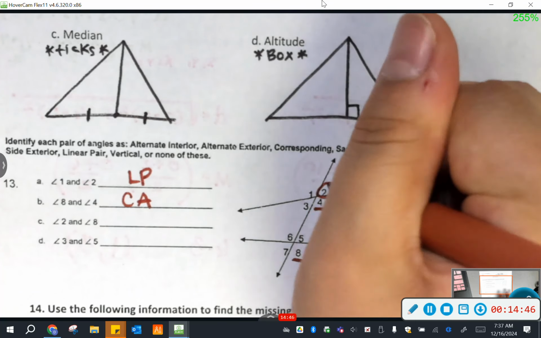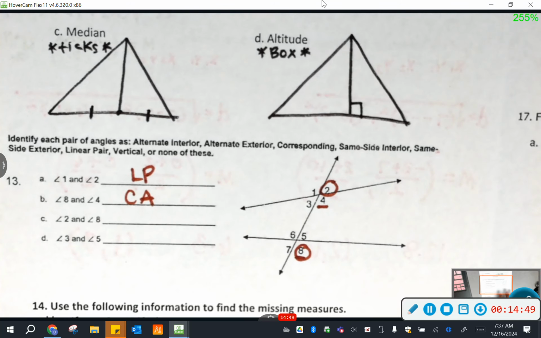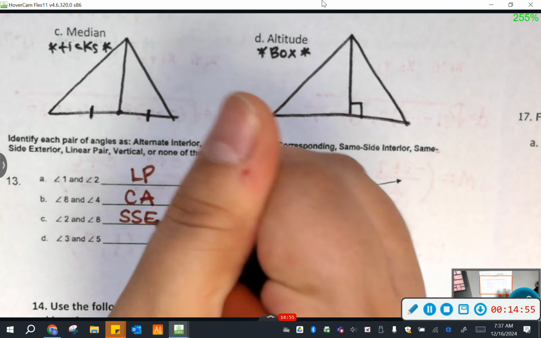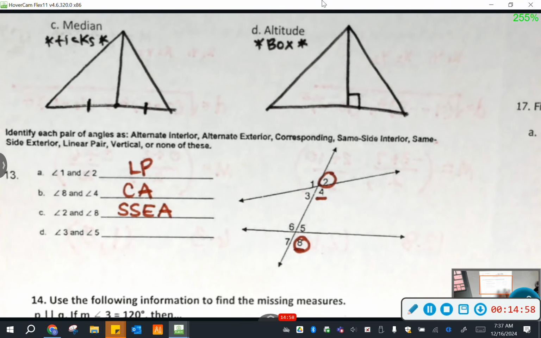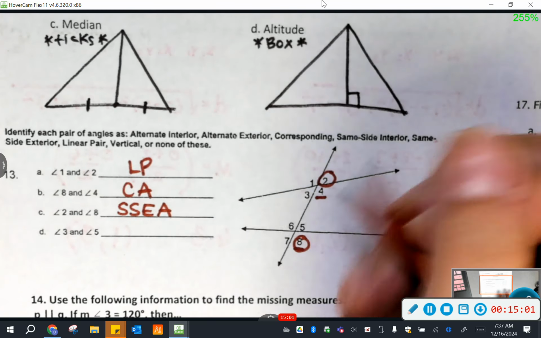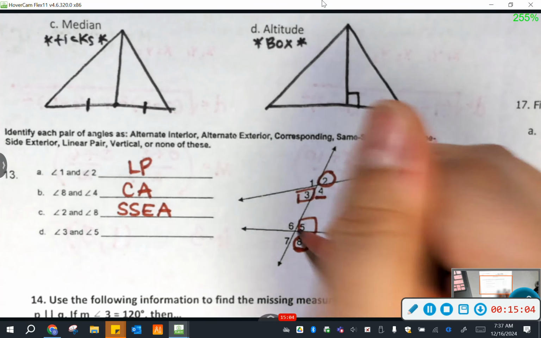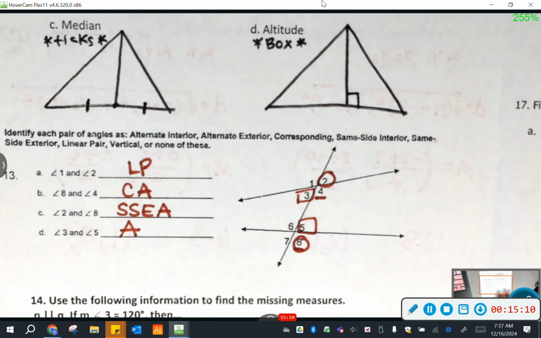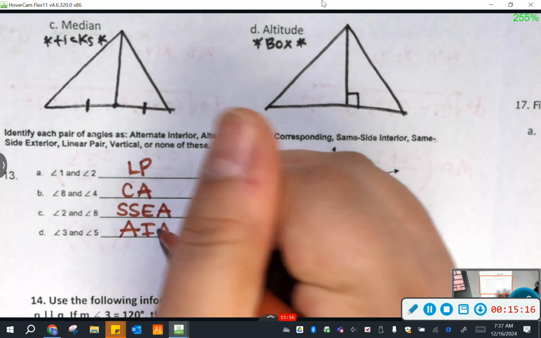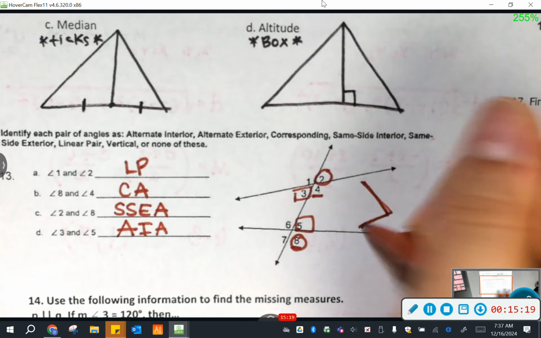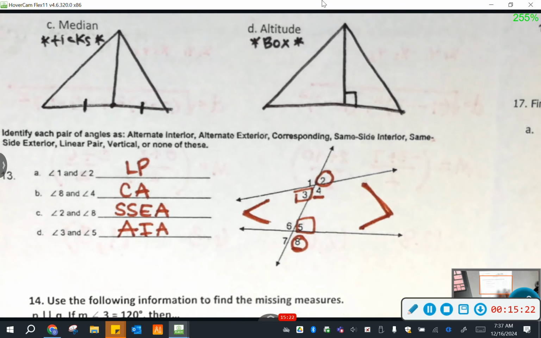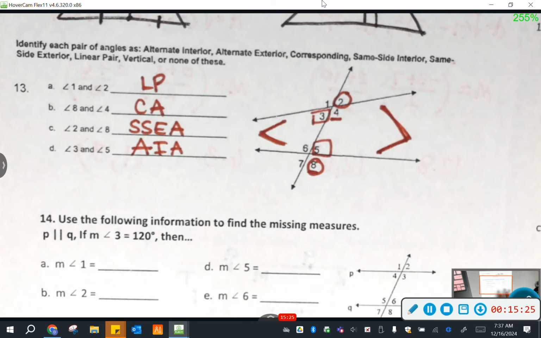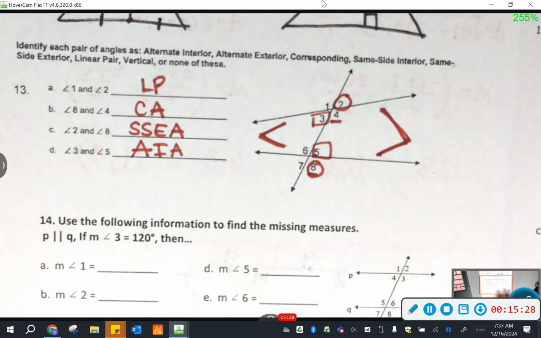What about 2 and 8? Same side or different sides? Inside or outside? So these are same side, outside, which is exterior. And last but not least, I'm going to box 3 and 5. Same side or different sides? Remember when they're different, we call that alternate. Inside or outside? Inside. Remember, inside means they're between these two lines. So those are inside because they're between those two lines. So again, you'll have a picture like this and you'll be matching tomorrow.